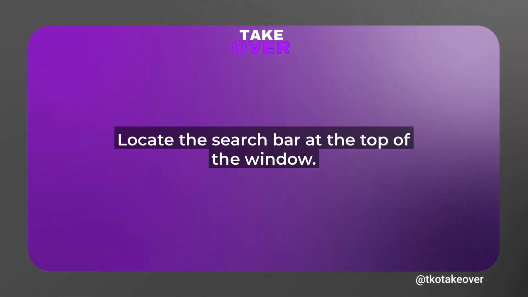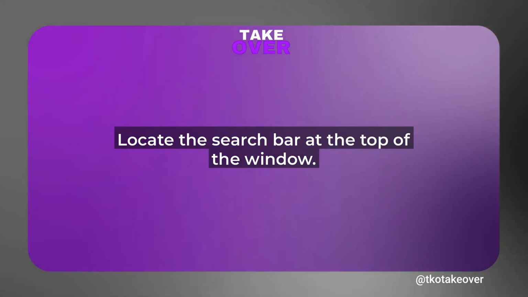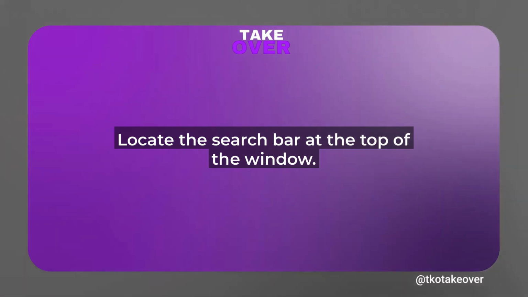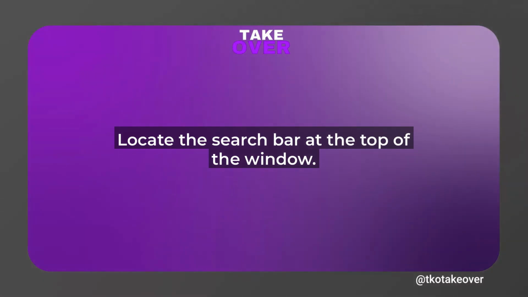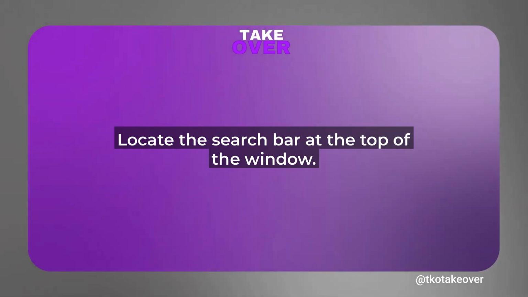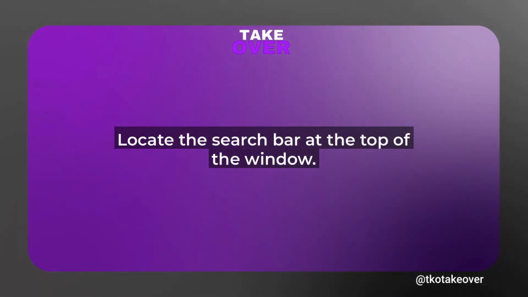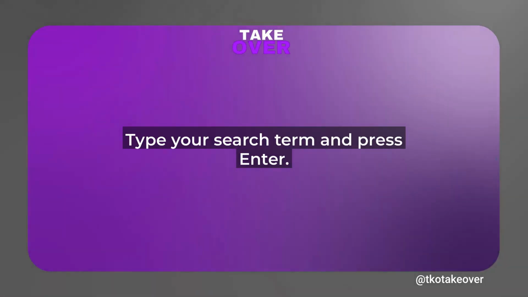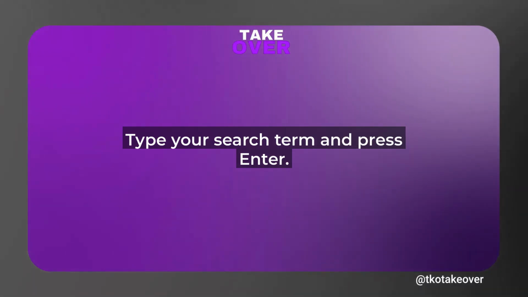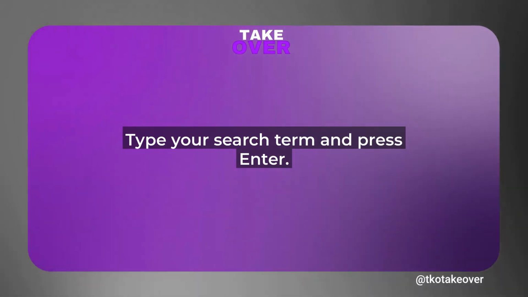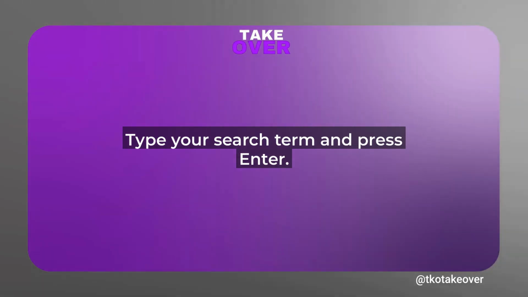First things first, make sure you have Adobe Reader 2025 installed on your device. If not, head to the official Adobe website to download and install it for free. Once you're all set, open the program and load the PDF document you want to search. It's as simple as clicking File, and then Open, or dragging the file into the interface.